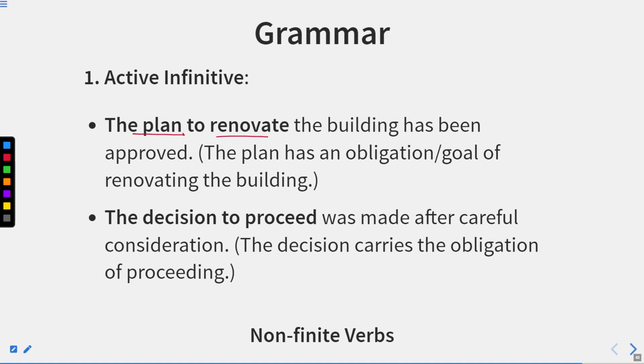The plan to renovate the building has been approved. Now the plan has an obligation, the goal of renovating the building. The decision to proceed was made after careful consideration. So these are active infinitives. For example, the plan to renovate the building has been approved. Now this is a passive sentence, but here this plan to renovate is an infinitive. The decision to proceed, or which decision to proceed. So here we are just showing which, so it is replying to the word which.